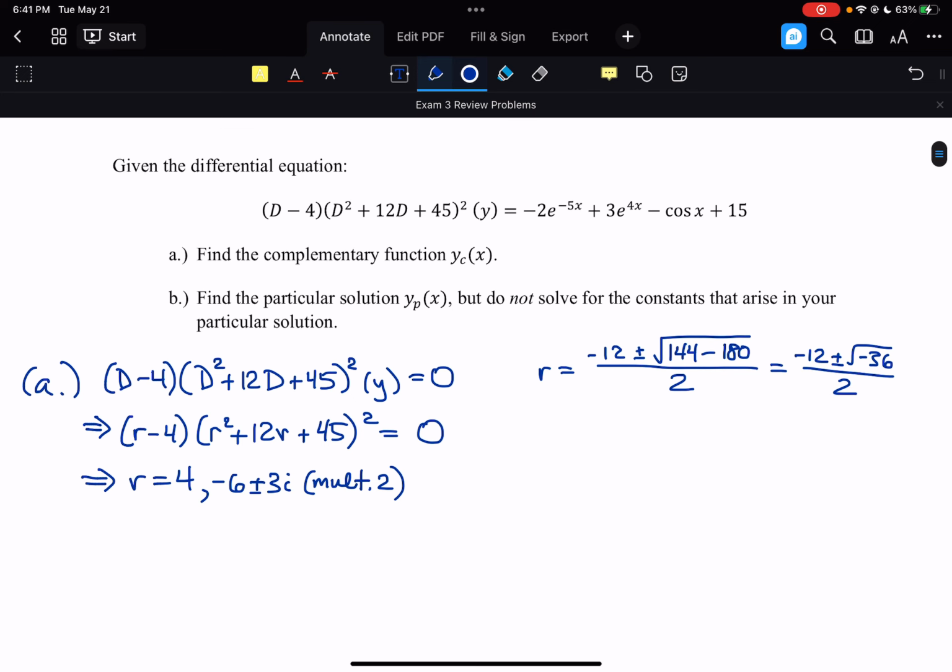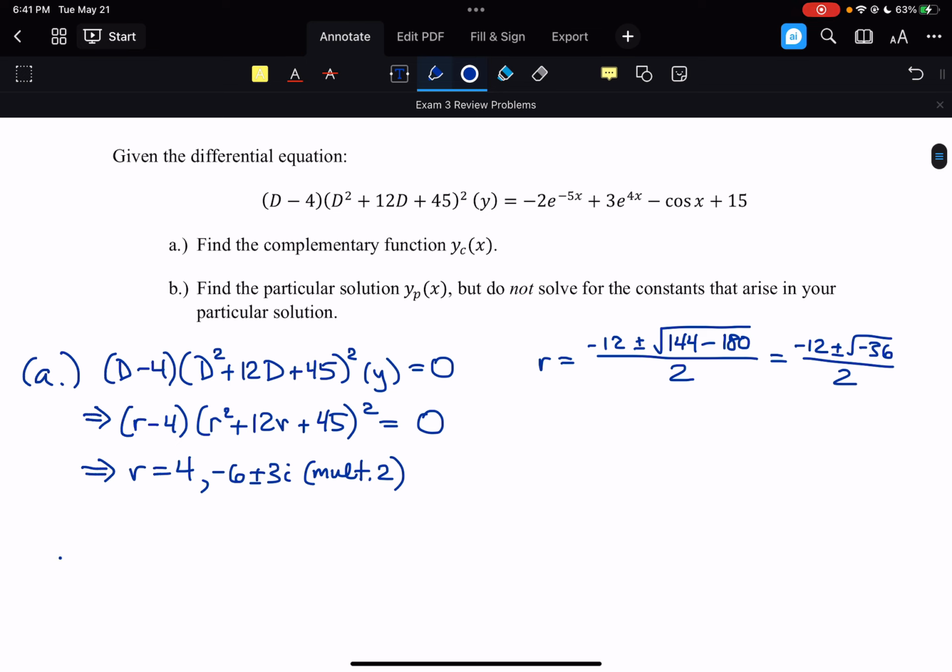So that's going to give us 5 terms in this complementary function, yc of x. So we're going to get c1 e to the 4x. The complex roots give us the e to the ax cosine bx and e to the ax sine bx, that pair that come with the complex conjugates. So we're going to get c2 e to the negative 6x cosine of 3x plus c3 e to the negative 6x sine of 3x.